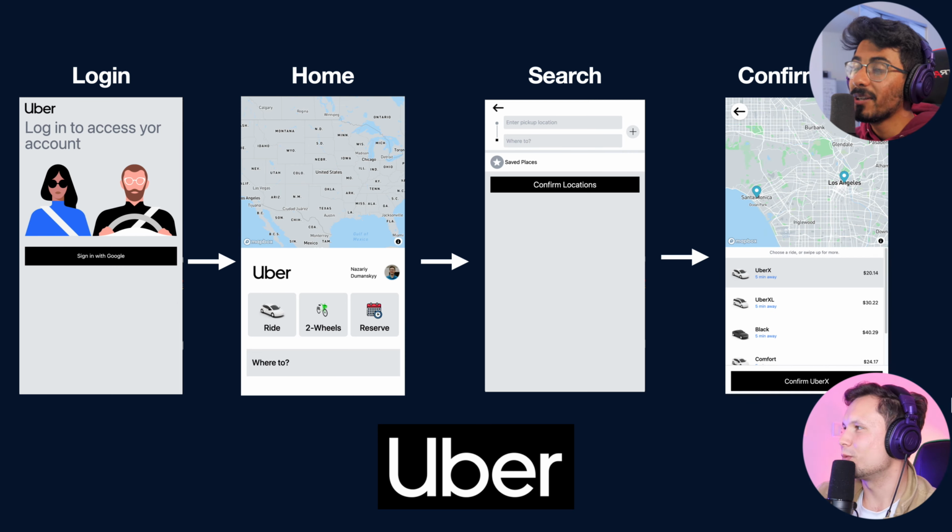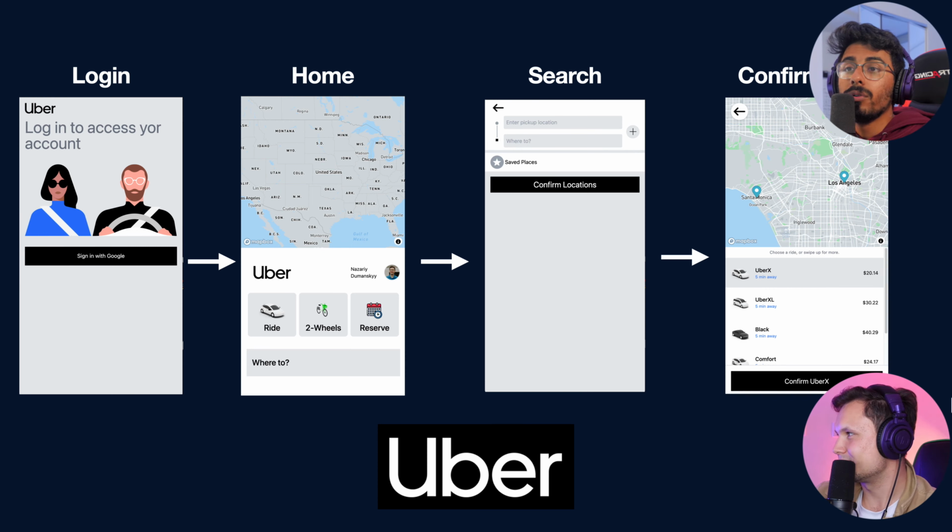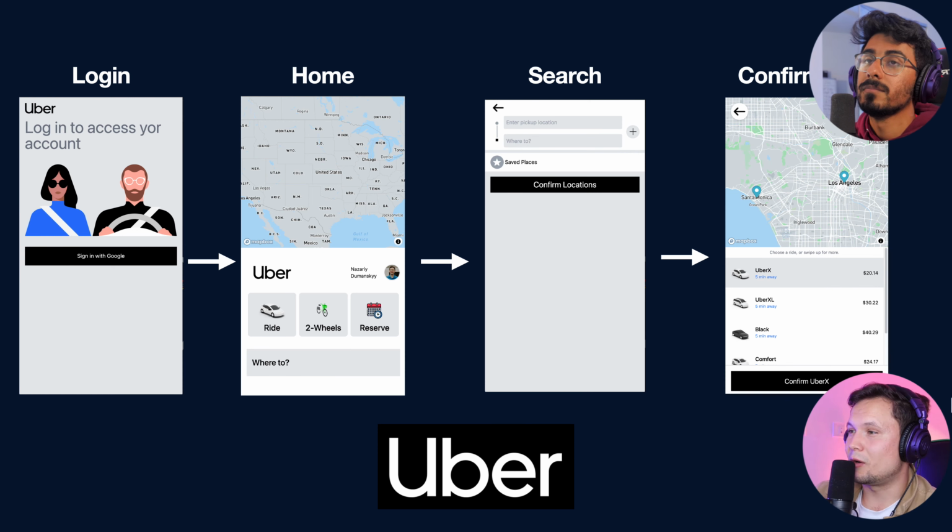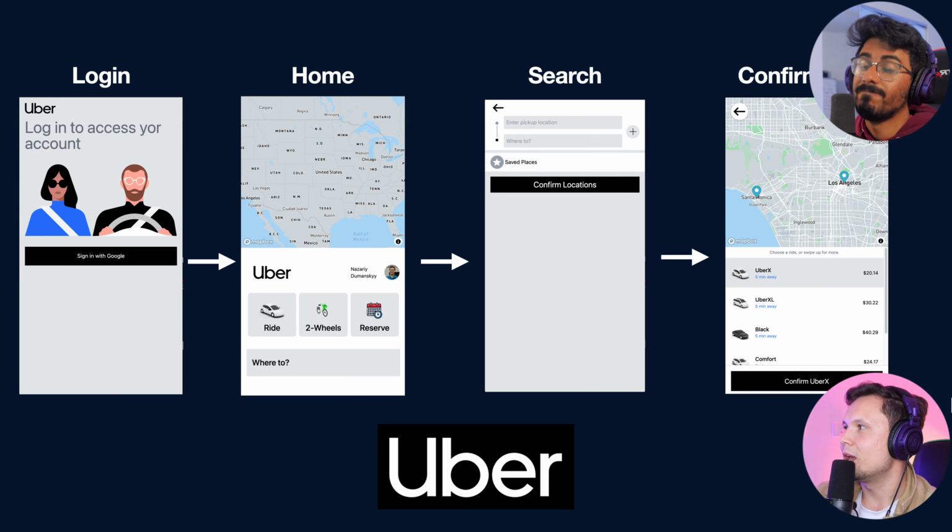On the last screen, it will tell you not only which rides are available, but it'll tell you exactly how much they cost too, based on the distance. So if you want to go from Santa Monica all the way to Europe, it's going to cost you a pretty hefty amount, right? So it will actually calculate that for you.